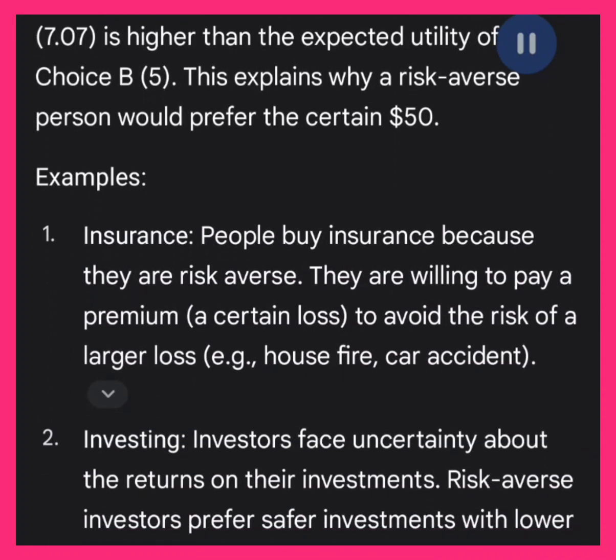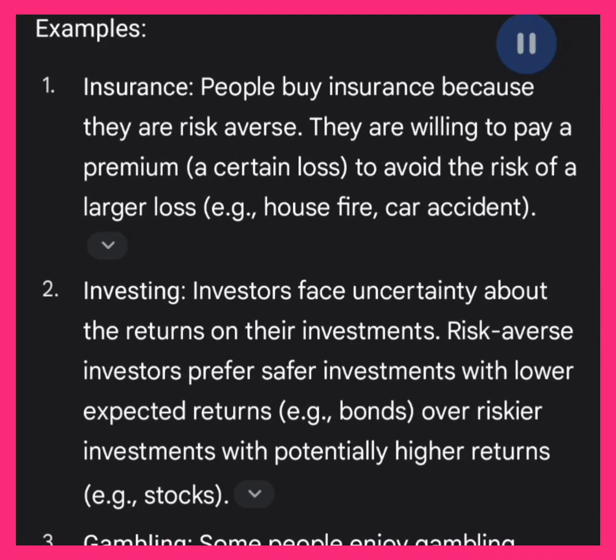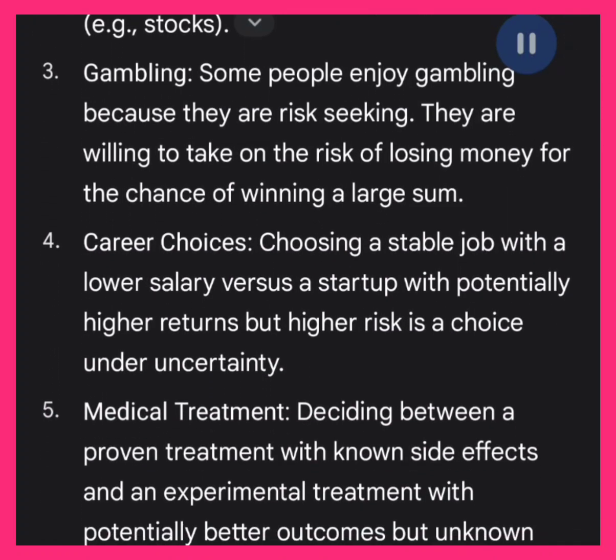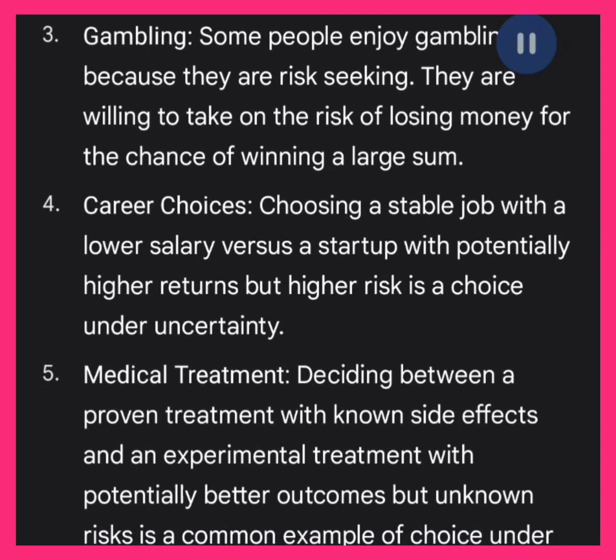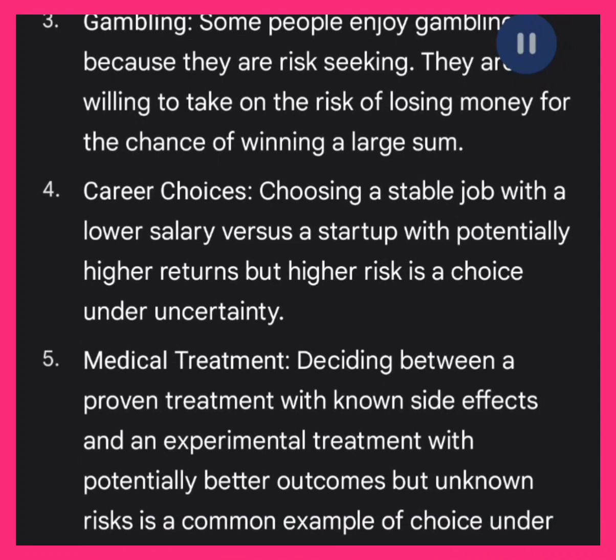Examples. 1. Insurance. People buy insurance because they are risk-averse. They are willing to pay a premium, a certain loss, to avoid the risk of a larger loss, e.g., house fire, car accident. 2. Investing. Investors face uncertainty about the returns on their investments. Risk-averse investors prefer safer investments with lower expected returns, e.g., bonds, over riskier investments with potentially higher returns, e.g., stocks. 3. Gambling. Some people enjoy gambling because they are risk-seeking. They are willing to take on the risk of losing money for the chance of winning a large sum.